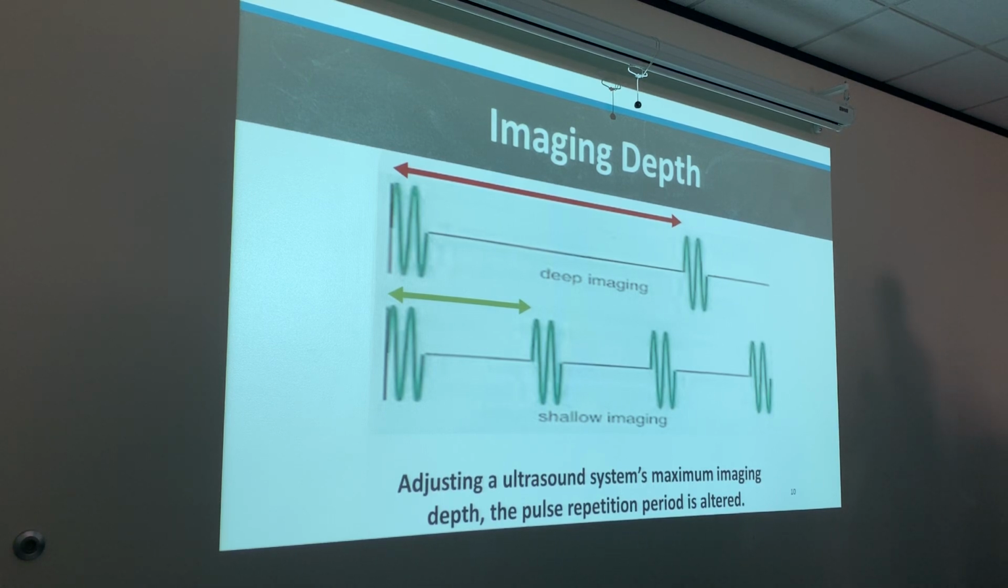The manufacturer already set the pulse duration. We never control that. We only control this line right here, which is just the listening time. So deep imaging, of course, is going to have a longer PRP, but then we're going to have a lower PRF, right? Because our pulses aren't as frequent as they will be with this shallow imaging right here. Okay? So, adjusting the ultrasound system's maximum imaging depth, the pulse repetition period is altered. Also, the pulse repetition frequency is altered, but we're focused on PRP right now.